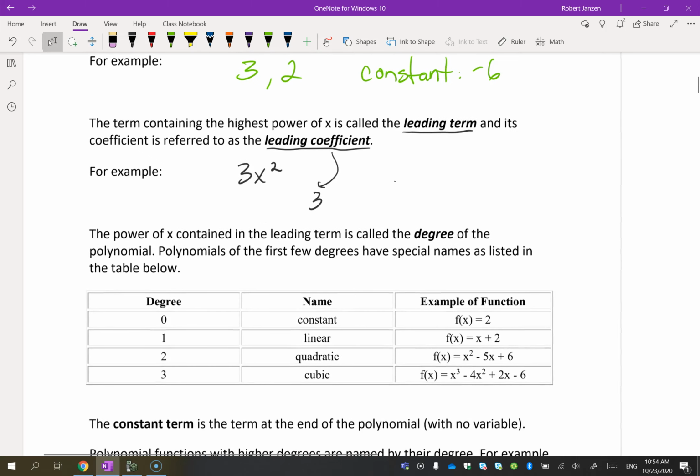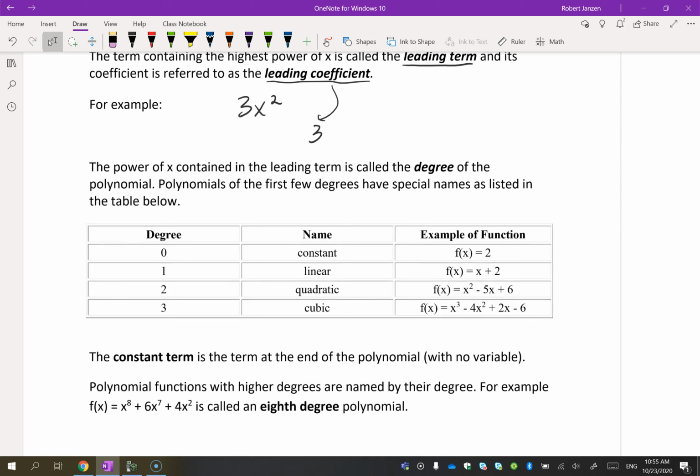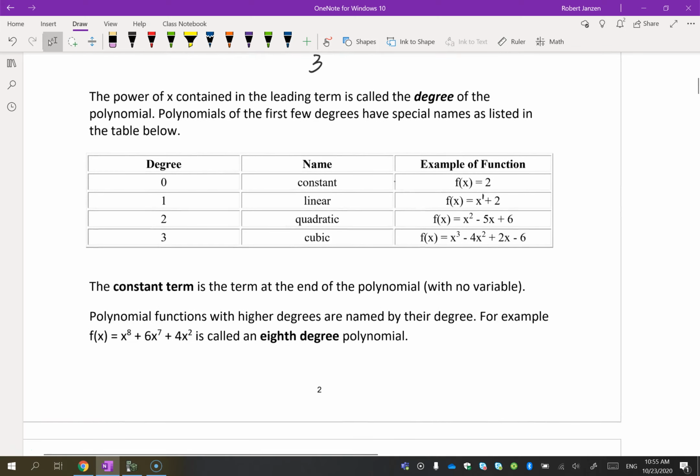Okay, the power of x containing the lead term is called the degree. So the highest power, we refer to as the degree. In the first one, there is no power of x, so the degree is 0. In the second one, the degree is 1 because the power of x is 1. The highest power of x in the next one is 2, and then 3, and so on. And we can have higher powers as well.